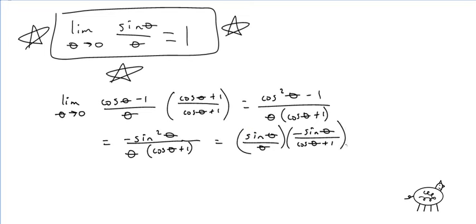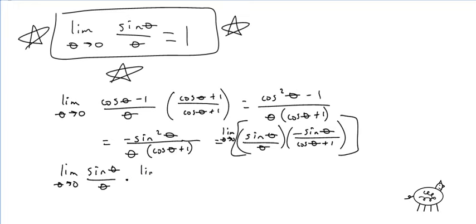And now I can take the limit, as theta goes to 0, of this whole thing, right? And again, the reason I rewrote that is because I've already established that sine of theta over theta is equal to 1. So let me write this out. Limit as theta approaches 0 of sine of theta over theta, times, and again, this is the product rule, I can split it up, limit as theta approaches 0 of negative sine of theta over cosine of theta plus 1.